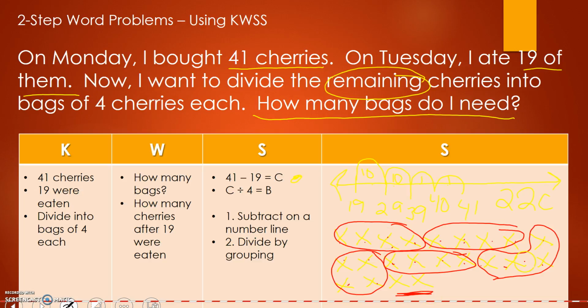1, 2, 3, 4, 5. So I need 5 bags for B. So we can use our KWSS chart to solve our 2-step word problems.